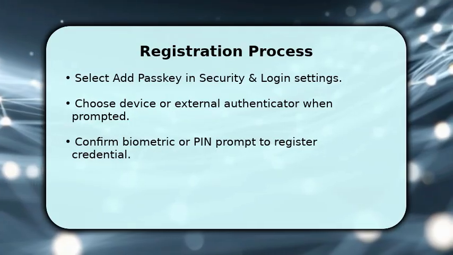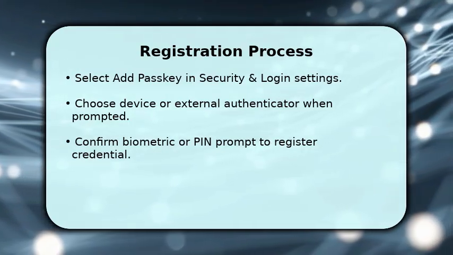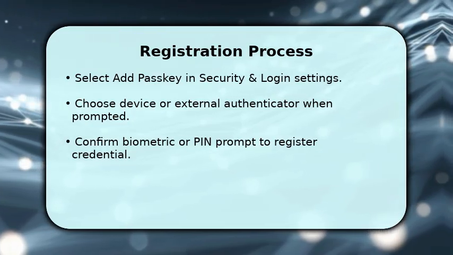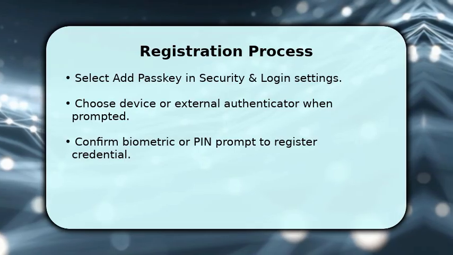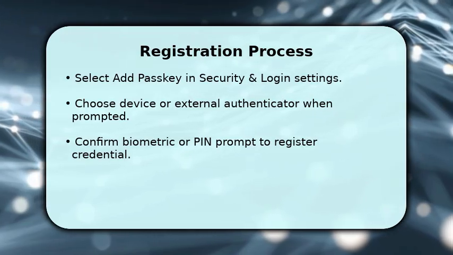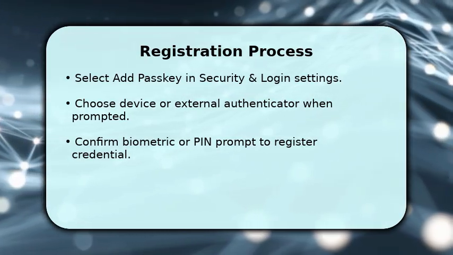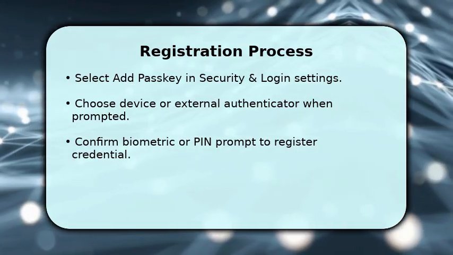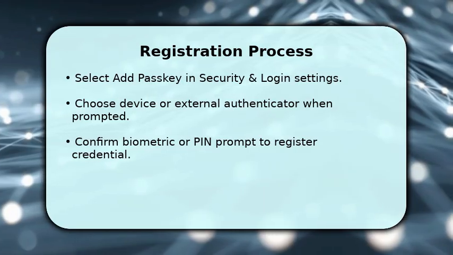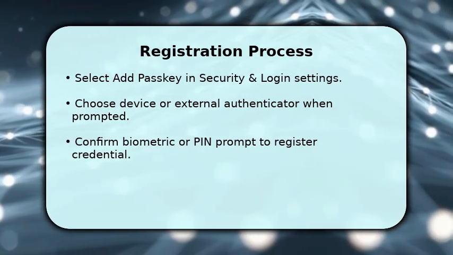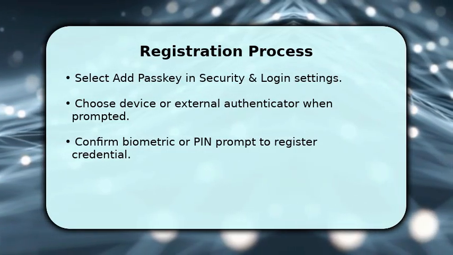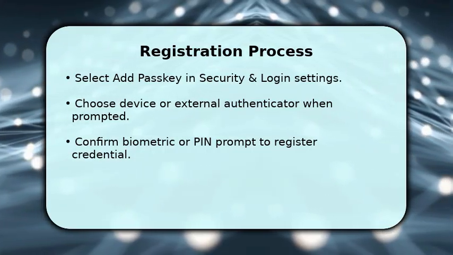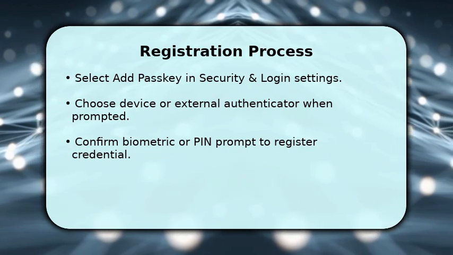Once in Security and login, select Add Passkey and choose whether to create it on this device or use an external authenticator key. When Discord asks, follow the platform prompt, approve with Face ID, fingerprint, or enter your secure PIN. This verifies you and creates a public key credential stored on the device. Make sure to name the passkey if given the option so you can identify it later. After registration completes, Discord will show the passkey as an available login method tied to your account.